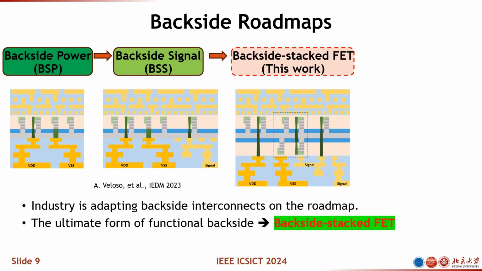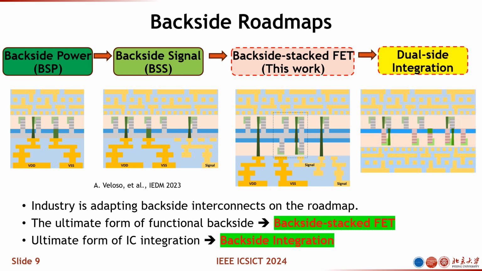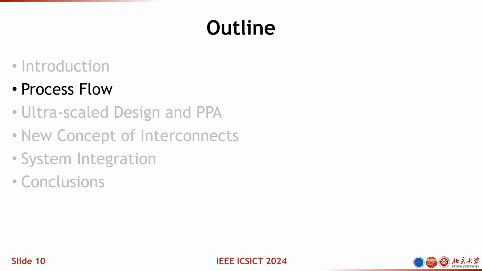And then we are also going to think about, can we do different circuit functionality on both sides of the wafer, which is called dual side integration. And by combining these two, it looks like there is really a solution to enable one quadrillion transistors in a system. So let's go through this.